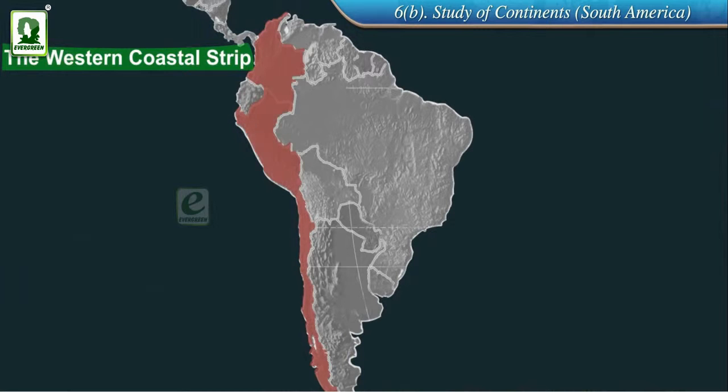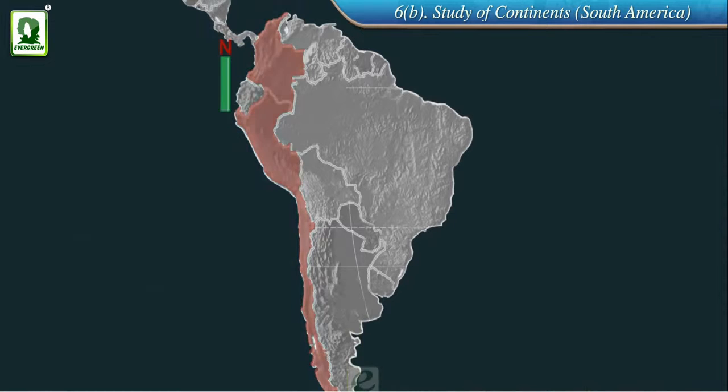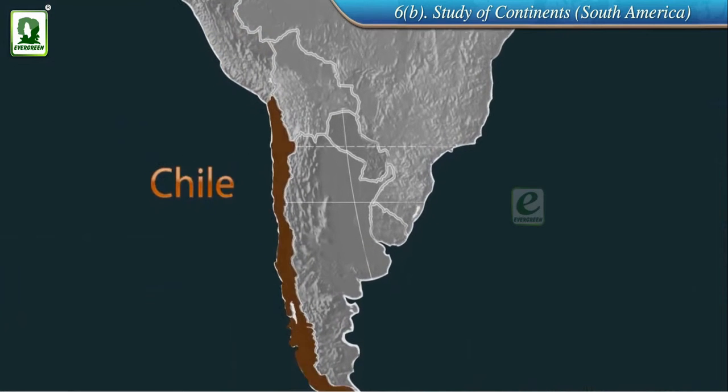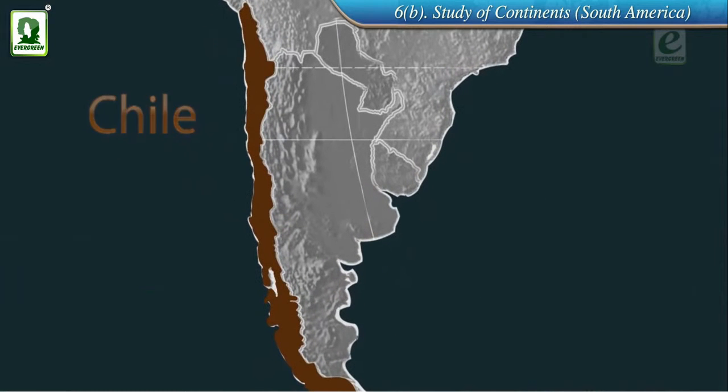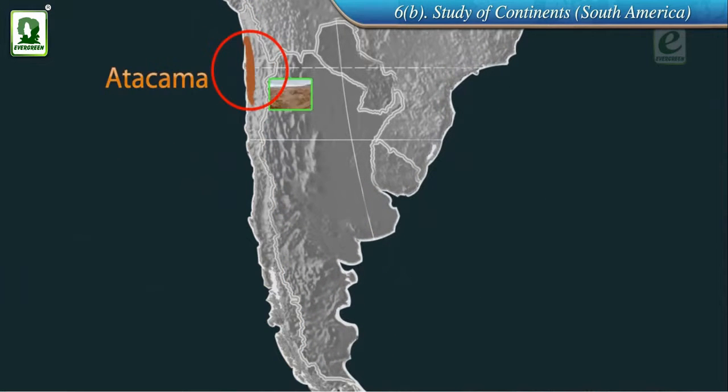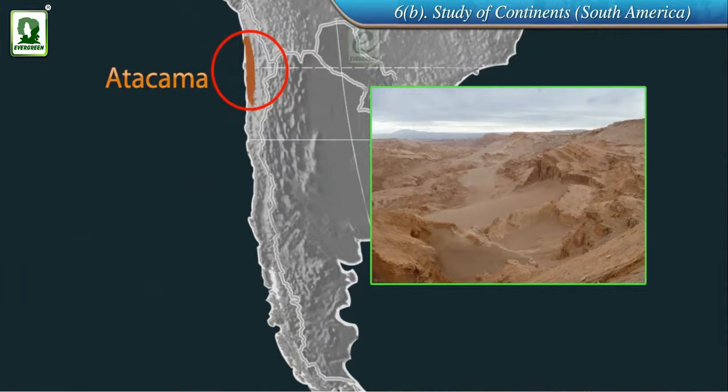The Western Coastal Strip. Along the western coast, there is a narrow strip of lowland stretching from north to south. Chile occupies the southern half of this lowland. The Atacama, the driest desert in the world, lies in this coastal strip.